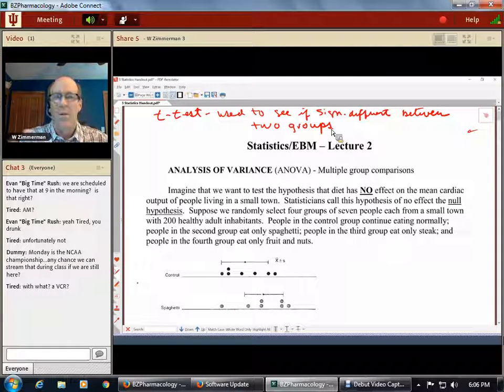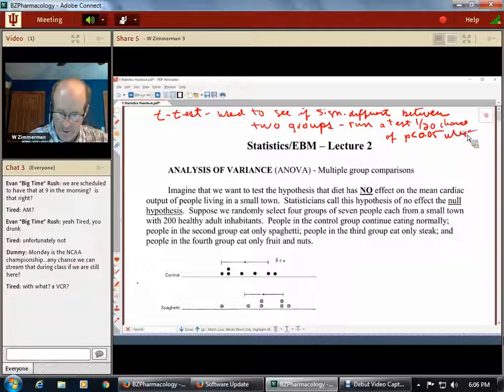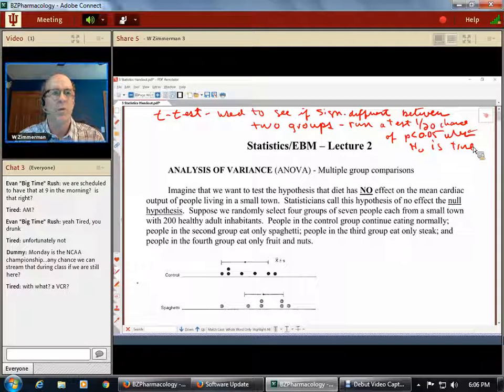And it's only used for two groups. If you have three groups, you can't use a t-test, because each time you run a test, there's a 1 in 20 chance of p less than 0.05 when the null hypothesis is true. The null hypothesis is a hypothesis of no effect. So your placebo and treatment, there is no difference between the two. When you run a t-test, there's still a 1 in 20 chance you're going to find the difference.